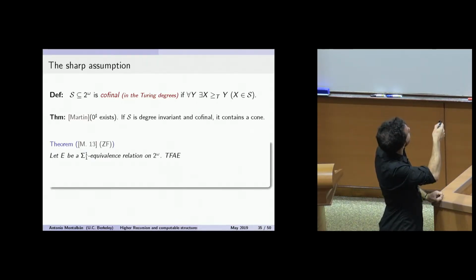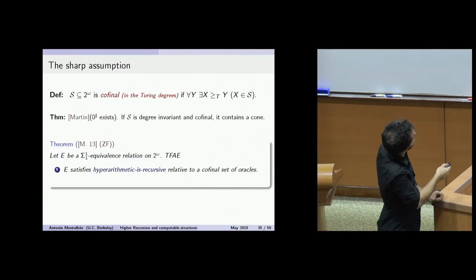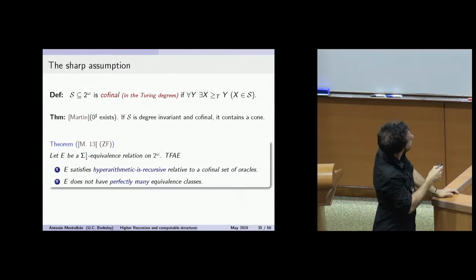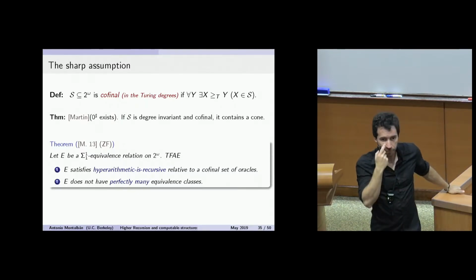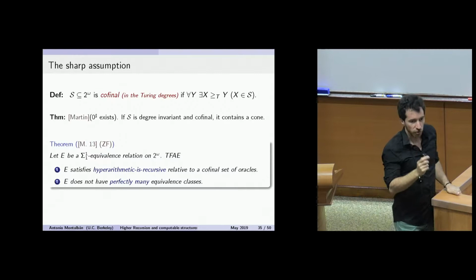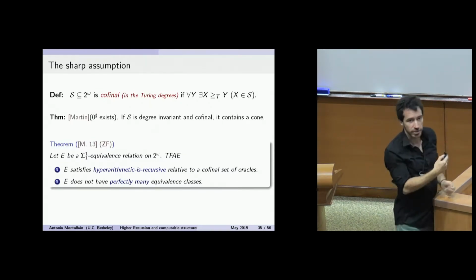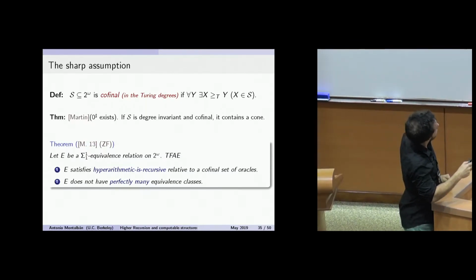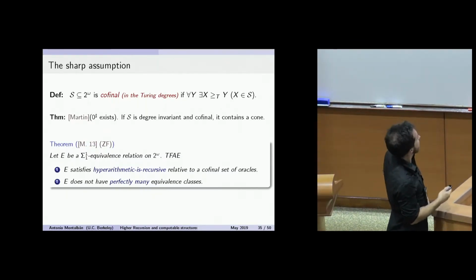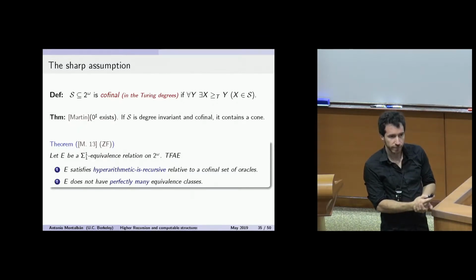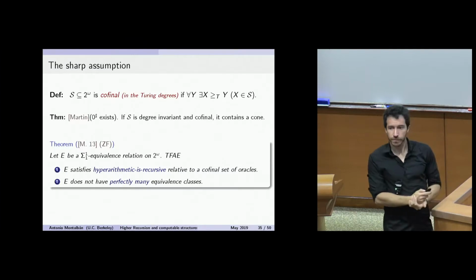So now without zero sharp, you can state the same theorem, but instead of on a cone, you have to say it satisfies this property relative to a cofinal set of oracles. And that's equivalent to it not having perfectly many equivalence classes. So here it's even ZF, but ZFC statements. That C statement is, I guess, less nice than the other one, but essentially means the same thing. Cool.